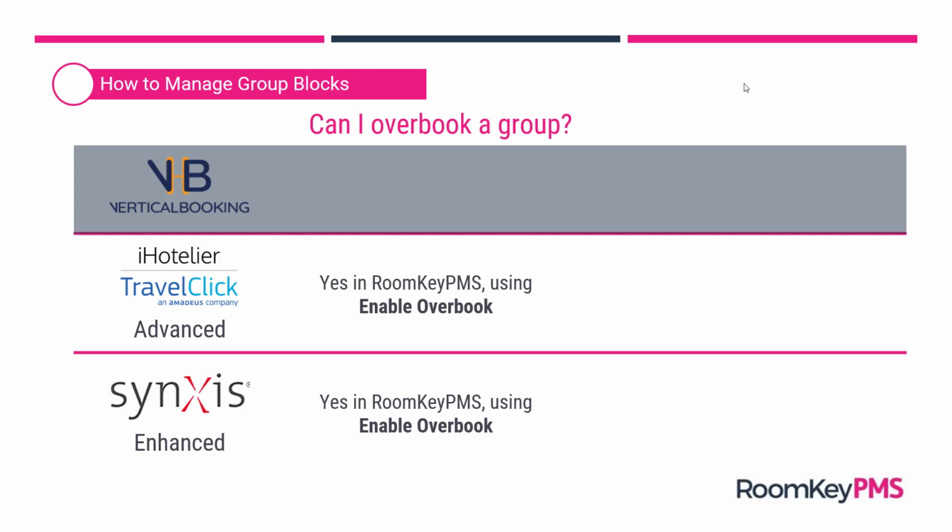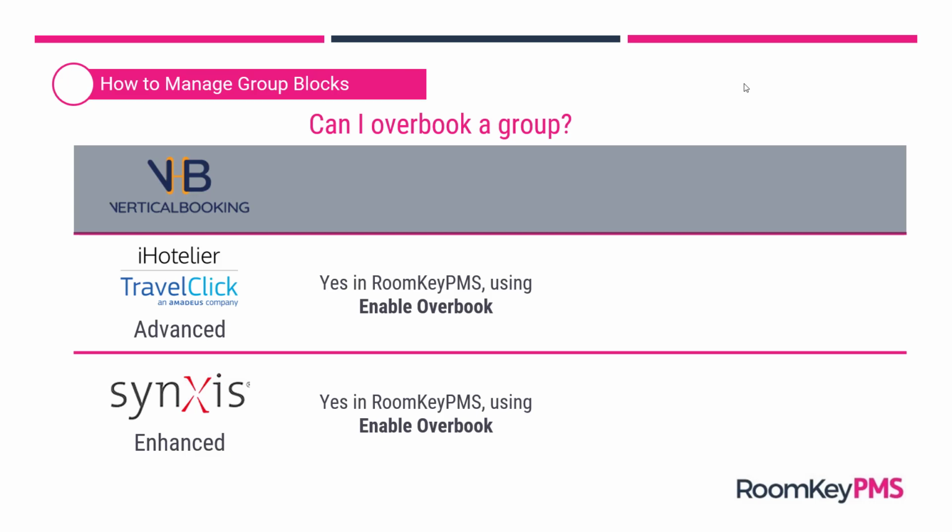You can do that in RoomKey using the Enable Overbook feature when you're actually booking the reservation. So if a guest wants to book and the block is full or has already passed the cutoff date, they will need to contact the hotel directly. You'll need to make the booking in RoomKey. You'll use the Enable Overbook tool as you go through and complete the booking, and then that will update the group block in both RoomKey as well as the connectivity partner. So you'll see that reflected on your GDS portal.